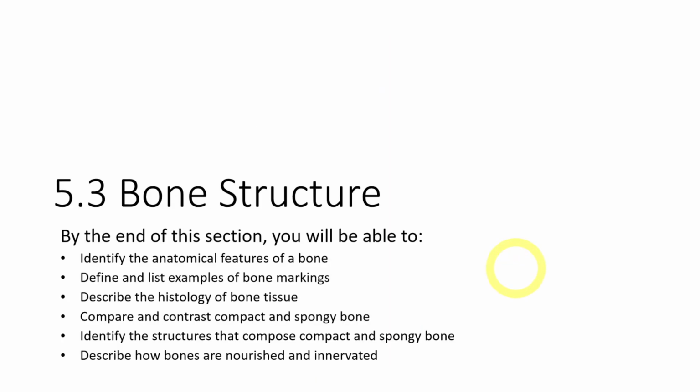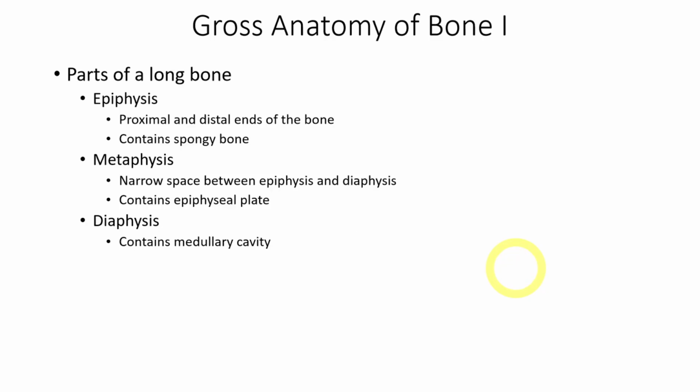Bone structures. So let's take a look at the anatomical features of bones. So bones can be divided into 3 regions. The epiphysis, the top and bottom of the bone. The metaphysis, sort of between the tops and the middle. And the diaphysis is the middle. And this all applies to the long bone anatomy.